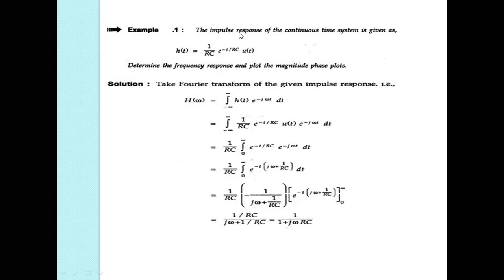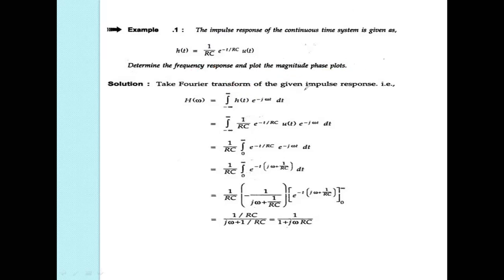So given the impulse response, h of t is equal to 1 by RC e power minus t by RC times mu of t. Determine the frequency response, nothing but you have to find H of omega or H of f, and plot the magnitude and the phase. Okay, magnitude plot and phase plot.